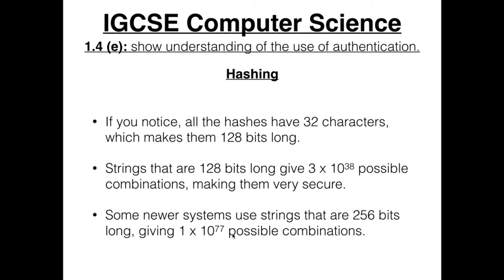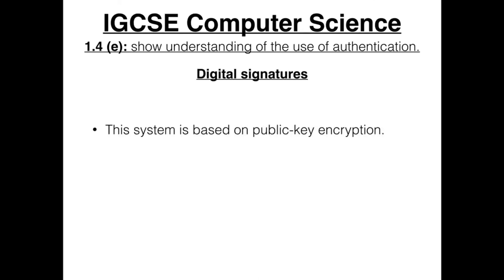Algorithm. So what this basically means is, with larger bits, there are more possible combinations. So the larger the key size, the more secure the encryption will be, the more possible combinations. So let's look at digital signatures.